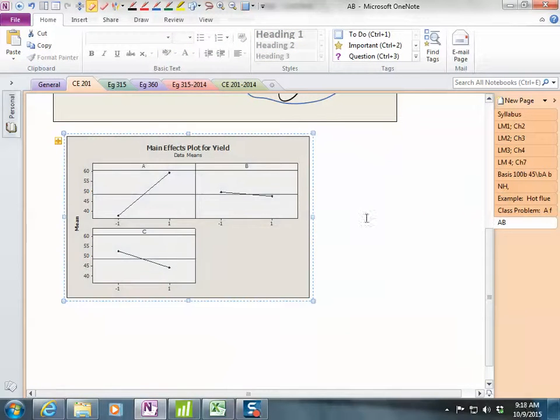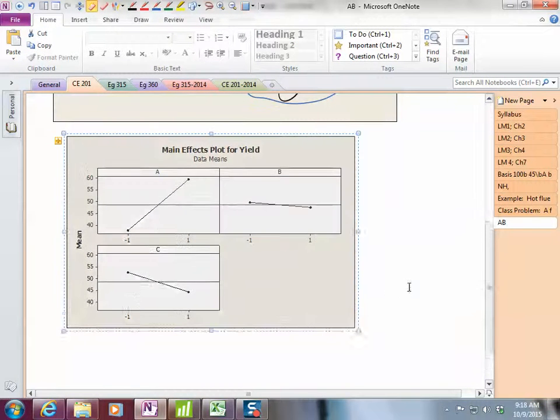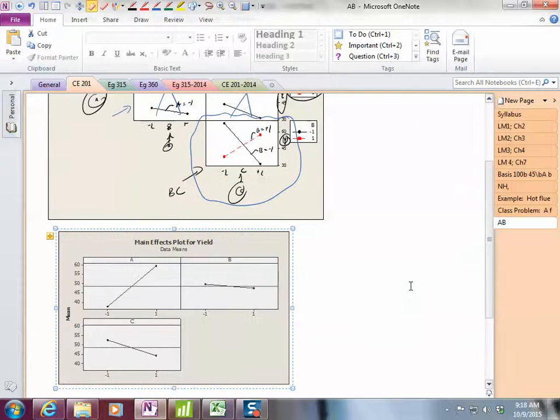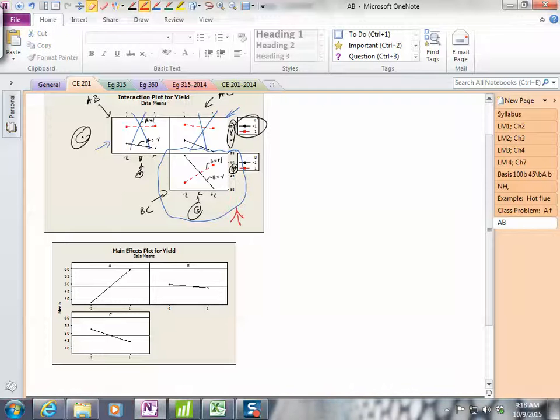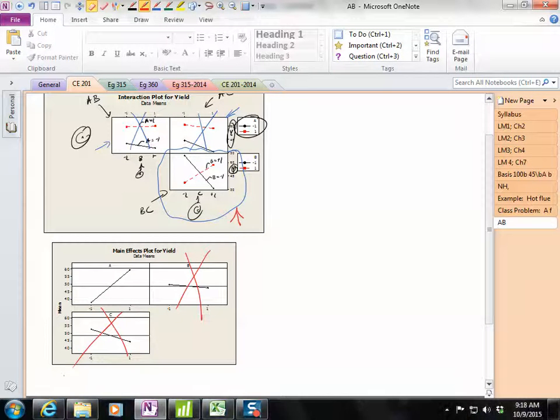When you have a significant interaction between two factors, don't try to talk about or explain the main effects plots. Because that BC interaction is significant, we're not going to think much about this because it's fairly misleading. Maybe misleading. It's certainly incomplete. Does this tell the whole story of what C is doing? No, because C is doing a whole lot more than that, right?